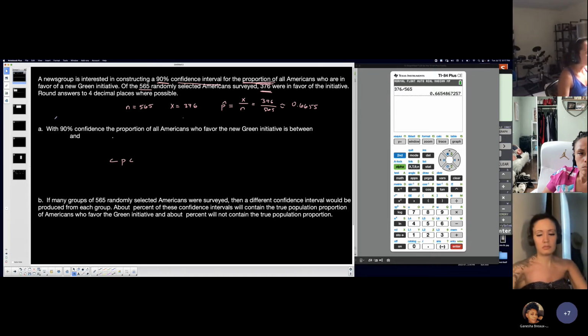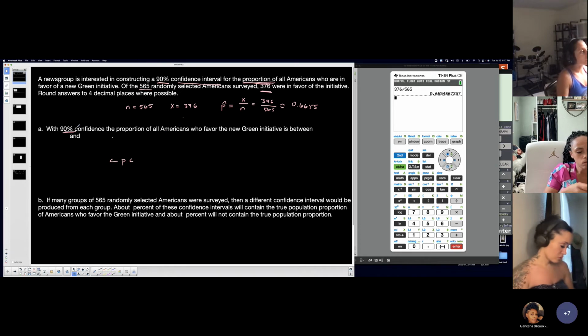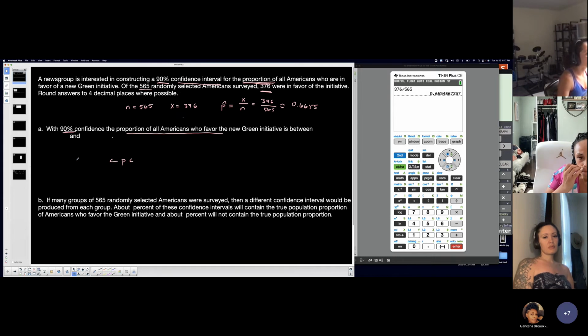But so with 90% confidence, the proportion of all Americans who favor the new green initiative is between blank and blank. So this is the interpretation of this confidence interval. If you remember last week, I did interpretations. We were like, we are this percent confident that the blah, blah, blah is between whatever and whatever. Basically, this portion comes straight from the problem. What do you want to find? A confidence interval for the proportion of all Americans who are in favor of the new green initiative. So I'm 90% confident that the proportion of all Americans who favor the new green initiative is between, I'm basically copying and pasting if I have to rewrite it myself.